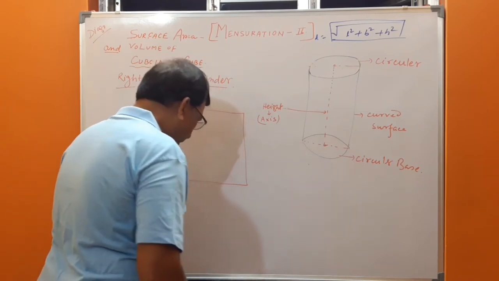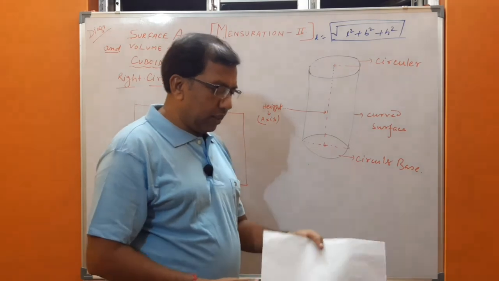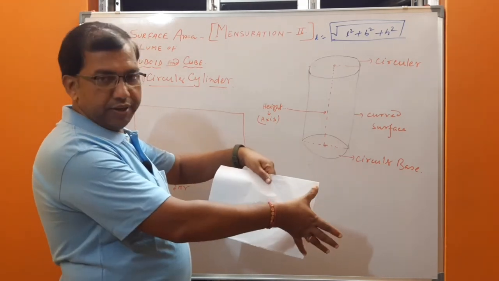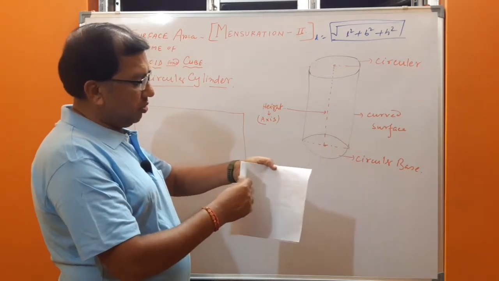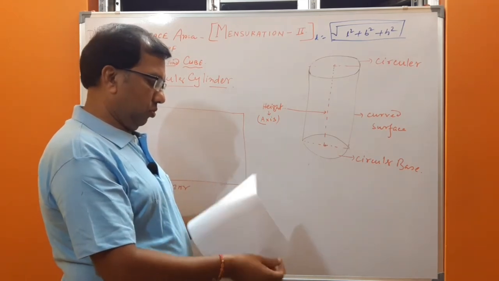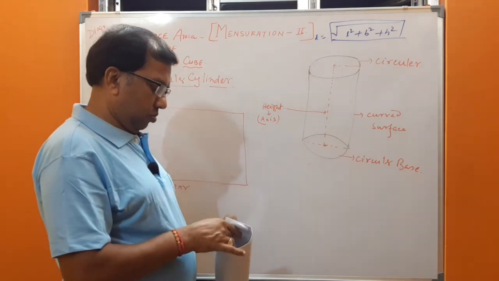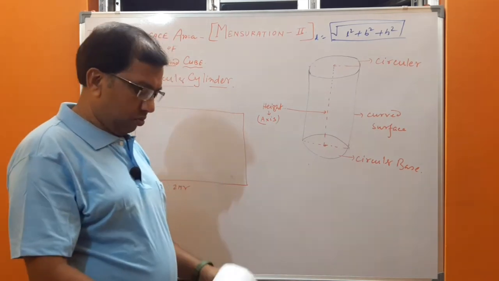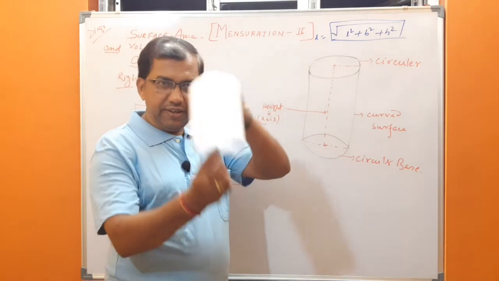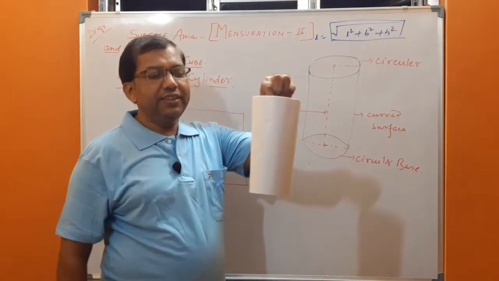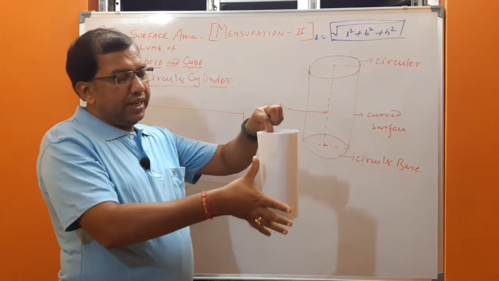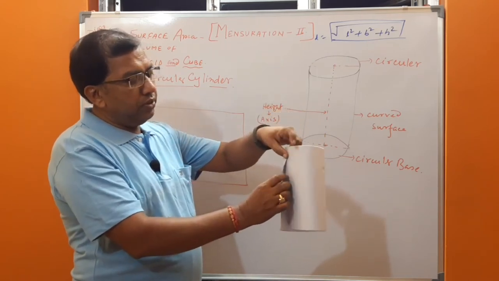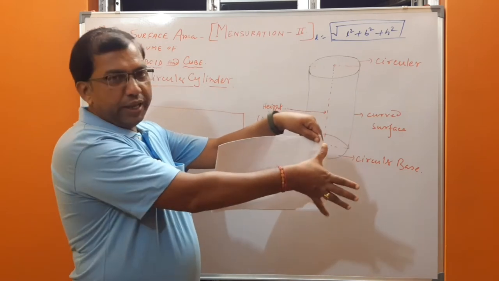How is it formed? Suppose this is a rectangular shape. This is the length, this is the breadth. If you try to fold it, this will happen. This type of shape is a right circular cylinder. This is the circular base, and this point is the axis. This is the height. But what is the height? If I open it, the height is the breadth.